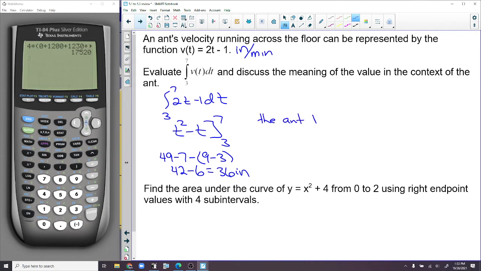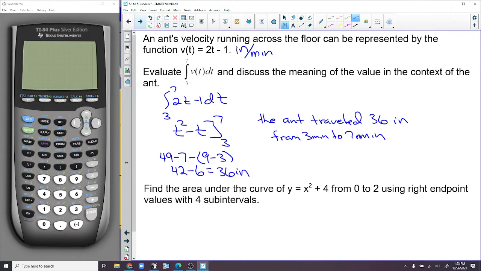The ant traveled 36 inches from 3 minutes to 7 minutes. So that'd be the distance the ant traveled. Not necessarily, well, no, that's all I'll say. We'll expand on that later. I don't want to do that now. I don't want to confuse you for the quiz.